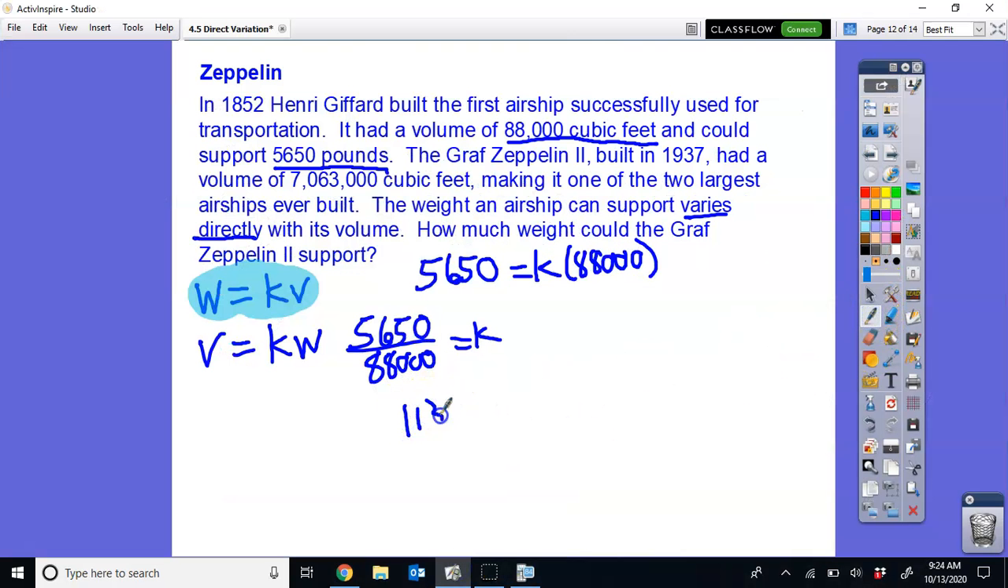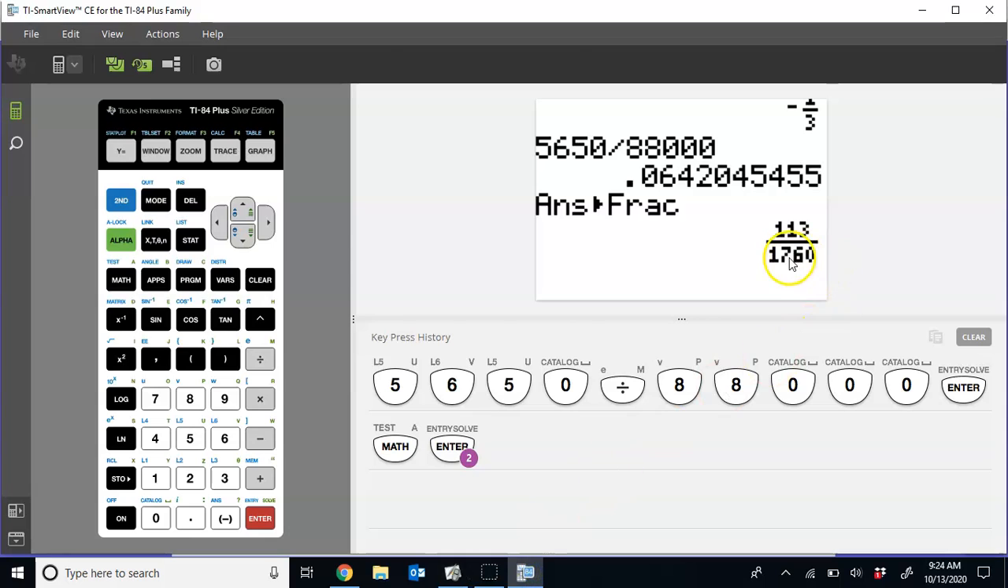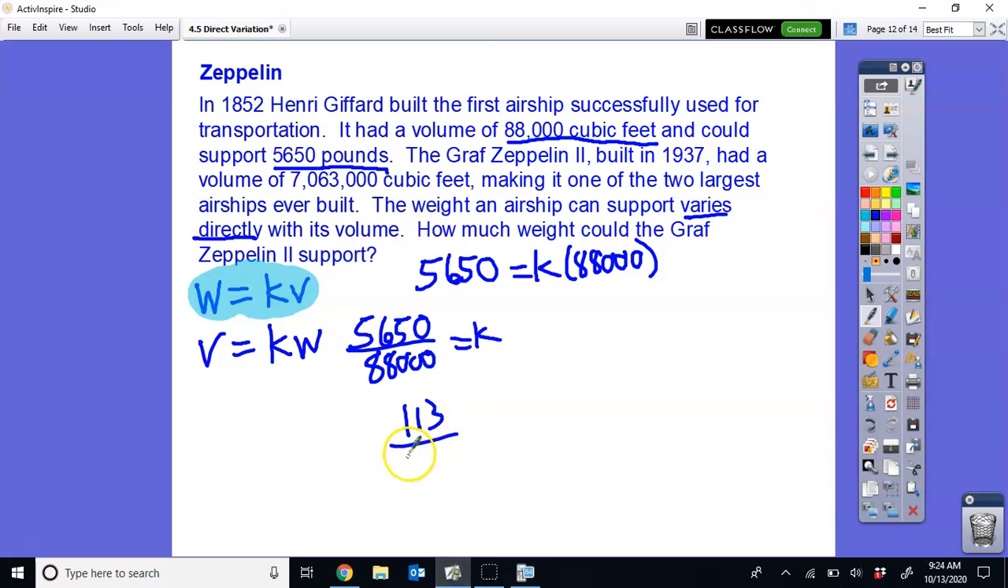I would use 113 over 1,760. Now here's the reason that I would use the fraction. That's my slope. So y equals 113 over 1,760 x. Number one is the slope. So if I was thinking of graphing, I could do this. But granted, that would be a gigantic graph.